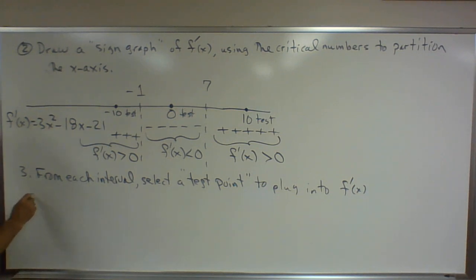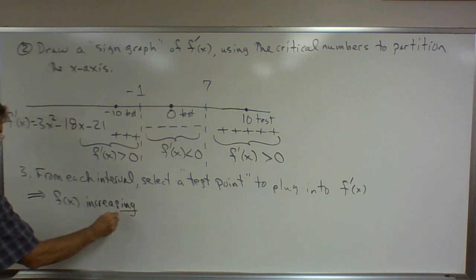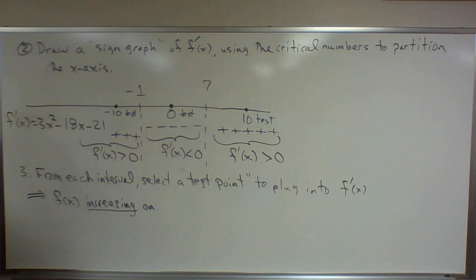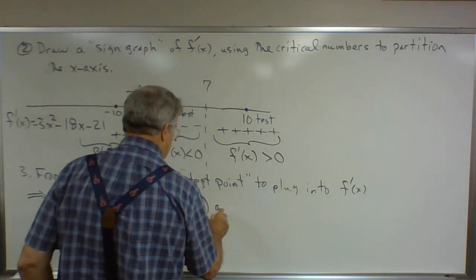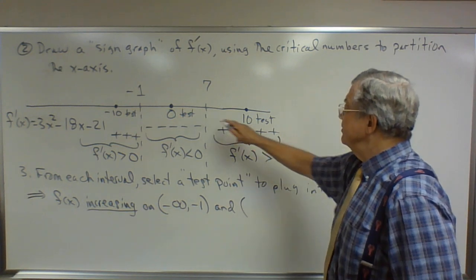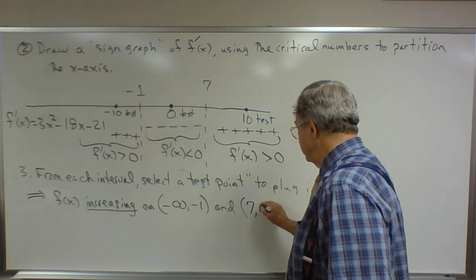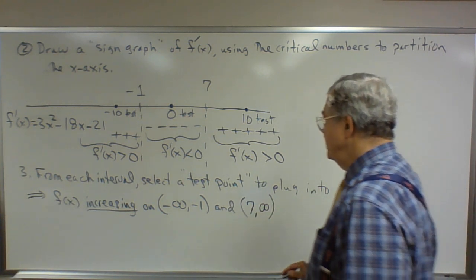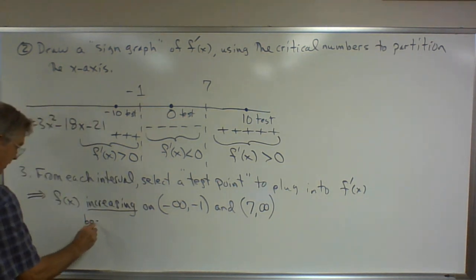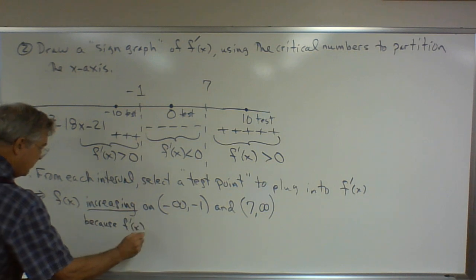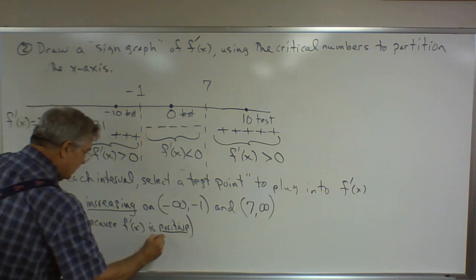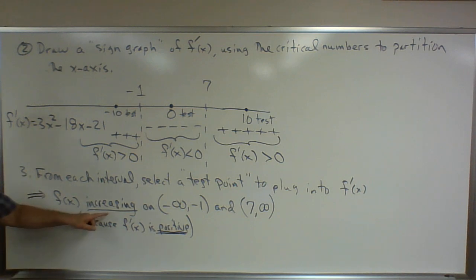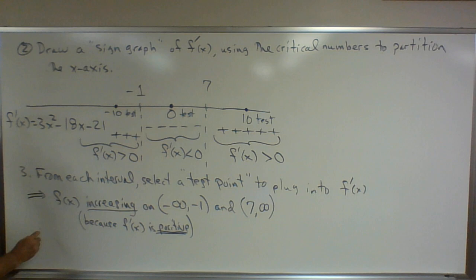So what does that tell us? F of x is increasing on the intervals negative infinity to negative 1 and on the interval from 7 to infinity, because the derivative f prime of x is positive, and remember, we associate increasing and positive. That's a memory aid.